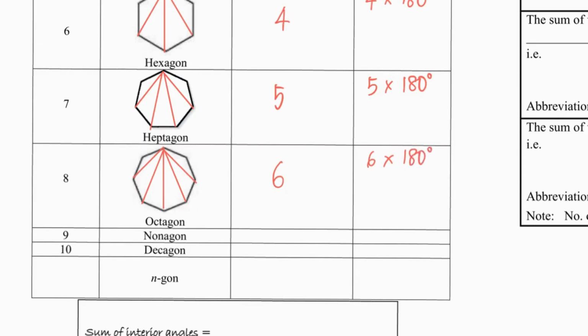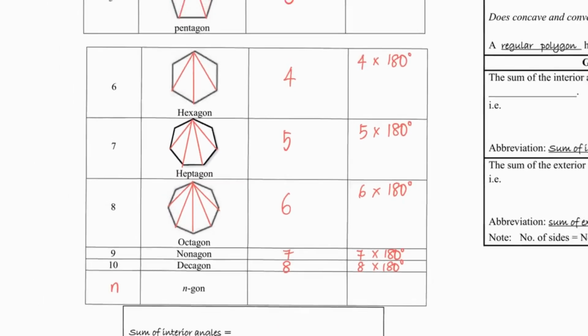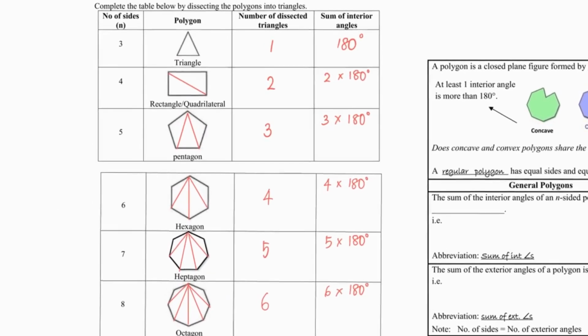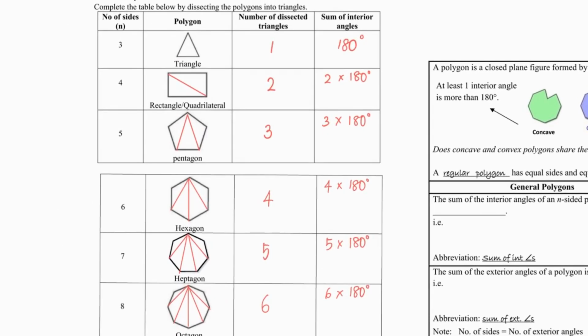And by now you should see the pattern already. So this should be 7. 7 times 180 degrees. This should be 8. 8 times 180 degrees. So if it's n, let's start to look at the whole pattern again. If the number of sides is 3, then I will get 1. So what do I do here? What's the number pattern?